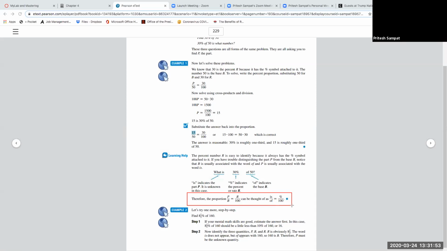This is a better presentation of the definition that they had on the previous page. So is over of is equal to percentage over 100. This right here is the definition probably that you want to get familiar with.